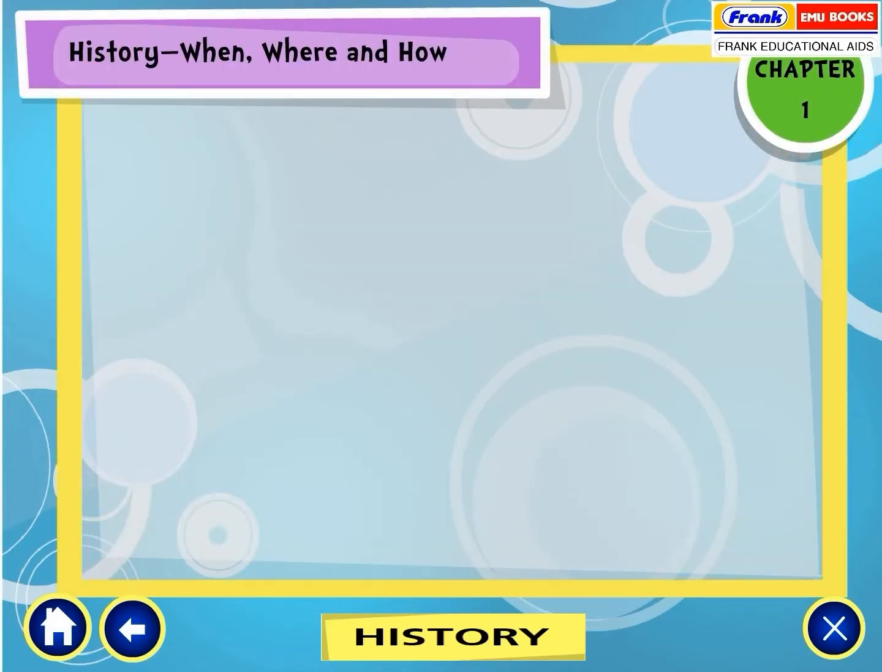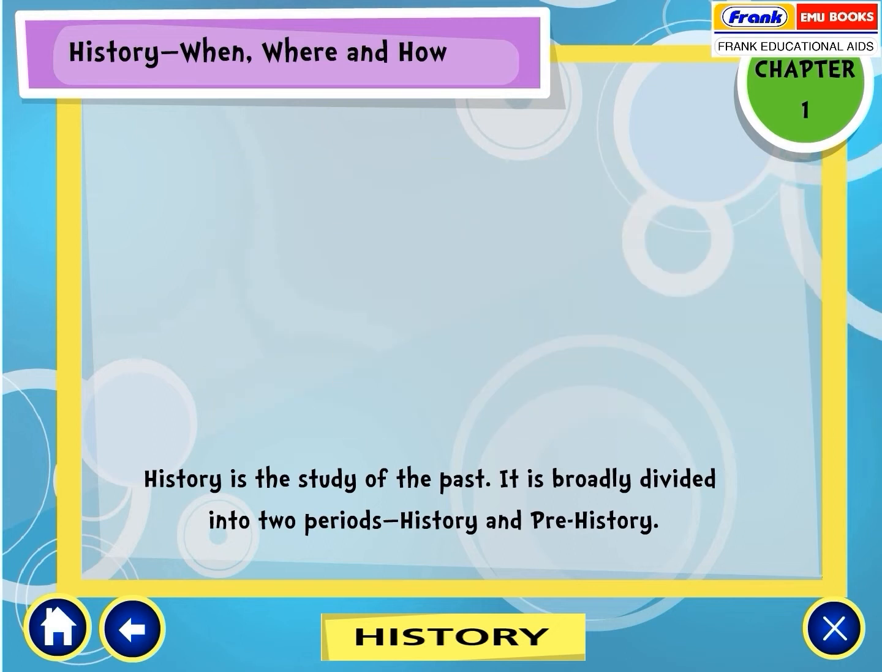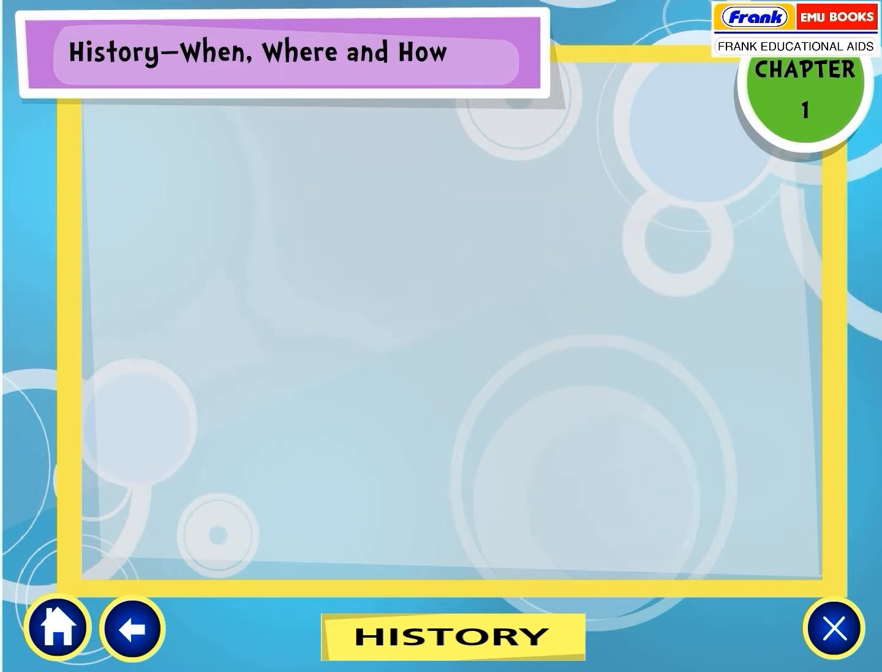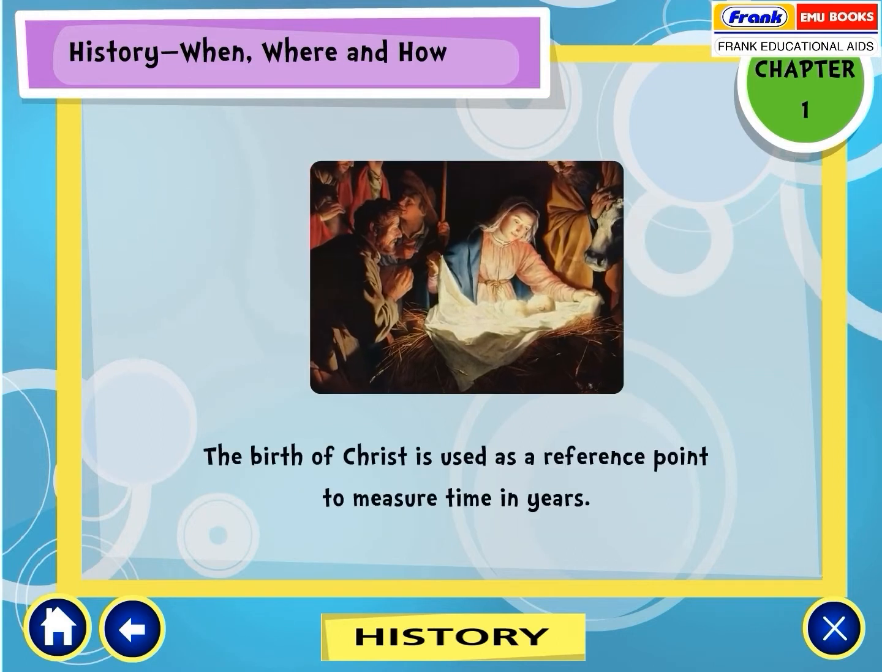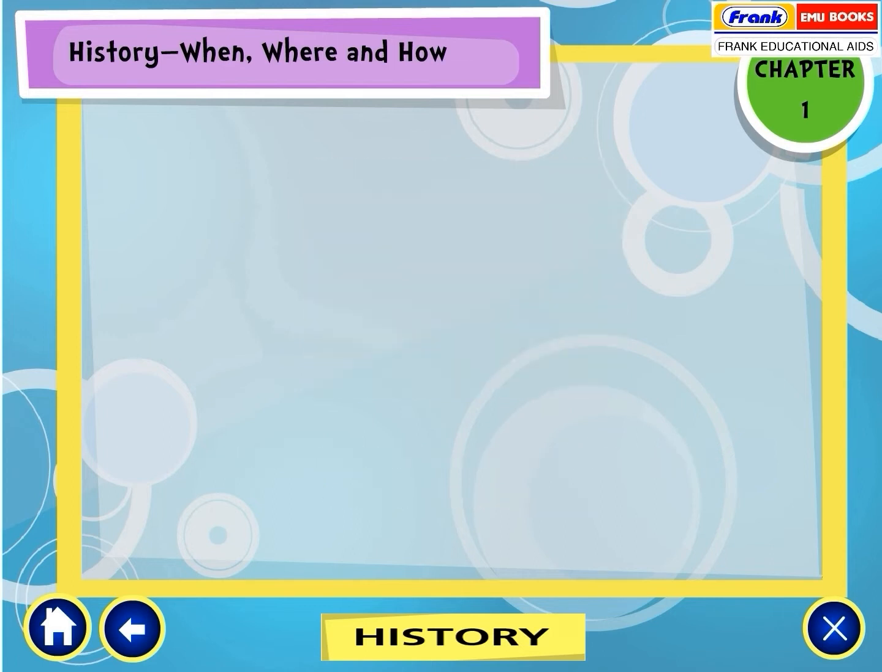History. When, where and how? History is the study of the past. It is broadly divided into two periods, history and prehistory. The birth of Christ is used as a reference point to measure time in years.